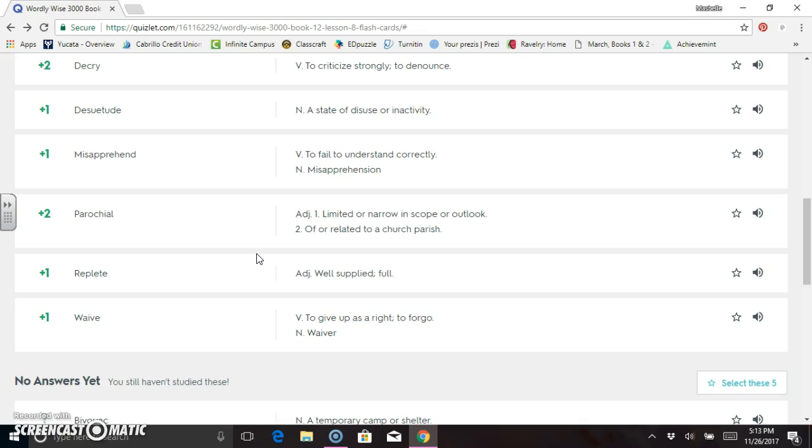The next one, to waive. This is not when you raise your hand and you wave at somebody. This is the idea of giving up as a right or foregoing something. So you're waiving your right. You're getting a waiver for it. Okay, clarification with waive. It's the idea of like you waive your right to representation. You waive your right to a lawyer when you're arrested, so you give up that right or you forego it.